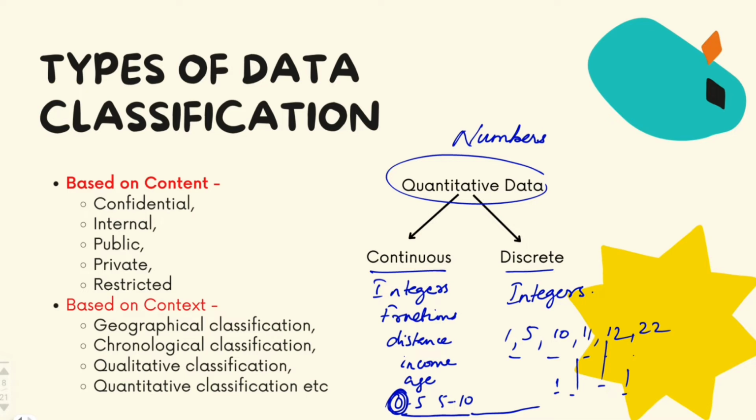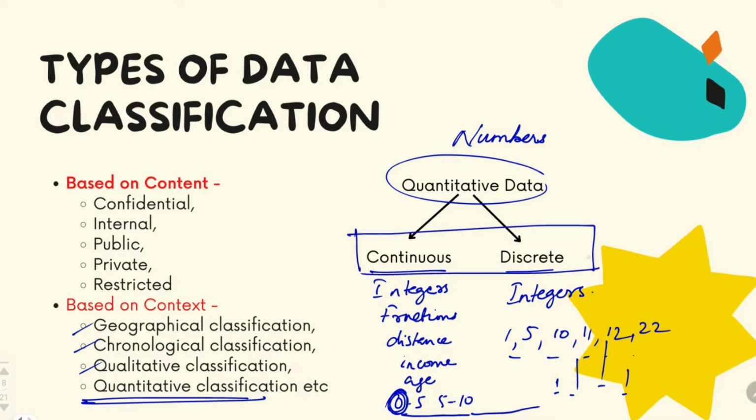And going forward, out of this geographical, chronological, and quantitative, we are mainly interested in this quantitative classification, because that is where the numbers are, that is where we can do our math on. Okay, so going forward, we'll be talking about these types of data.